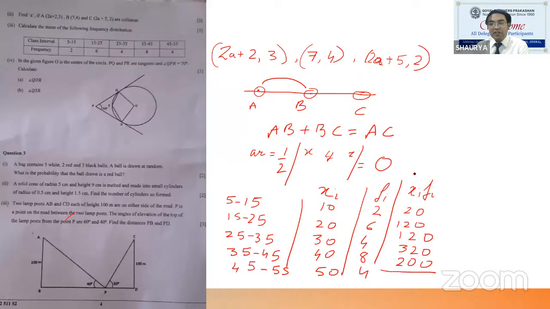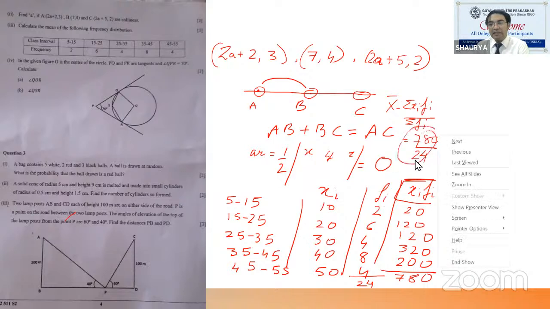Next, we find the summation of this particular column, that is Xi Fi. So it's 780. So the mean in this case is simply summation of Xi Fi upon summation of Fi, which would be 780 divided by summation of frequencies, which you can quickly add. 8 plus 2, 10, 6 plus 4, 10, 24. By 24. So now we can cancel out this fraction. This will basically give us the required mean.